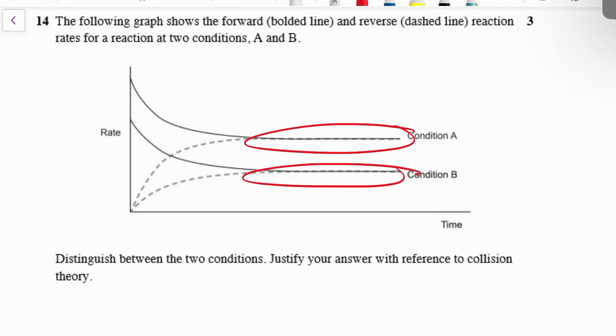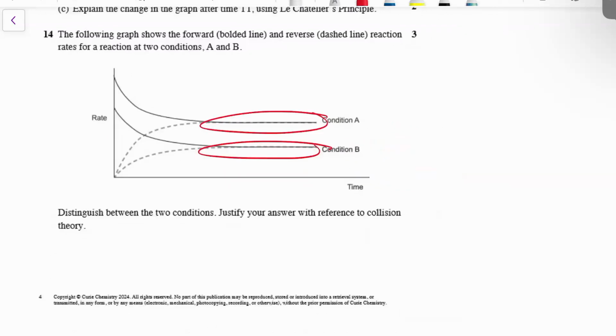I'm just trying to think if a catalyst would also make equilibrium get reached earlier. Yeah, so let's go temperature. Could it be a catalyst as well?